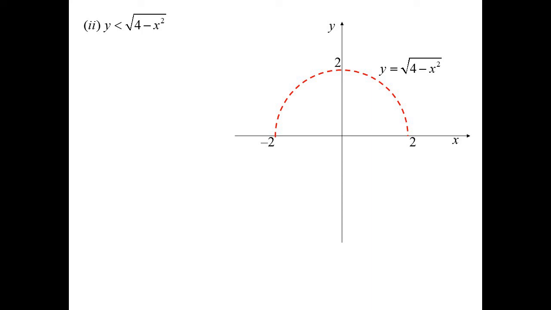Now semicircles are interesting. y is less than the square root of 4 minus x squared. So we have our semicircle, which is dotted. So we'll test our point 0, 0 to see whether we're inside the semicircle or outside the semicircle. 0 is less than 2. It is true. So all right, we're inside the semicircle, but what's stopping the colour, if you like, falling down below? There's no boundary there. So that all comes down to the domain of the function.